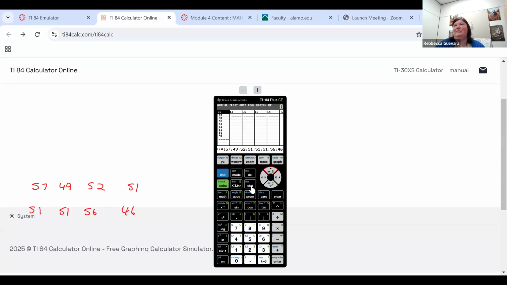After you do that, we're going to go back to stat again. And you move over one, so you can see these keys move you. We get to edit, we move over to calculate, and it says 1-Var Stats. This is one variable statistics. You're going to click on 1-Var Stats, make sure it's list 1. We don't have a frequency list, we just have calculate. So like I said, one variable statistics.